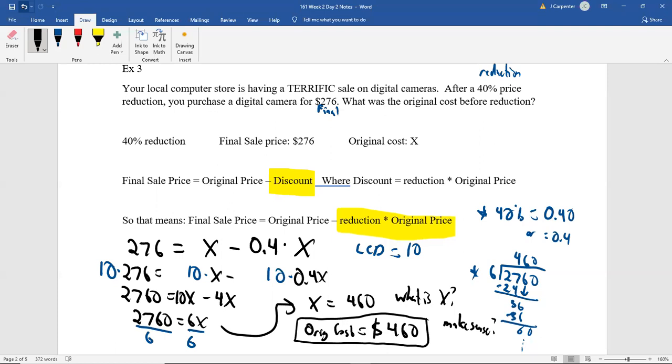Maybe you messed up some decimal division or multiplication somewhere, and you got an original cost of $4,600. I don't think you just got 40% off if the original price was $4,600 and you only paid $276. That sounds like a 95% sale price. That sounds like a fire sale, going out of business. Also, most cameras don't cost $4,600. Sure, they do exist. There are definitely lenses that cost that much. So again, make sense of your answers.